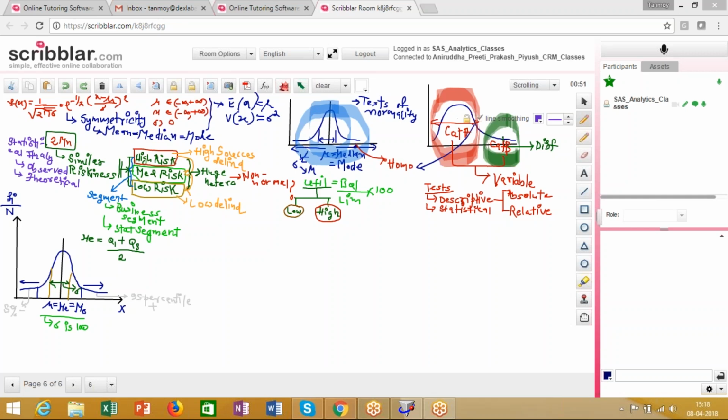Now, we generally say that mean equals median equals mode, but that is a theoretical possibility. It is very difficult to obtain exactly the same values across mean, median, and mode. So what we need is that mean, median, and mode are very similar, very close to each other.